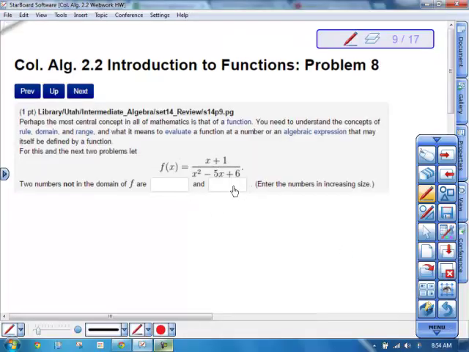Okay, next problem is a lot easier. It just wants to say what are the numbers that are not in the domain, so the numbers that don't work. Obviously, the things we look out for are zeros in the bottoms of fractions and negatives underneath square roots. We don't have any square roots, so we're looking at the bottom of this fraction.